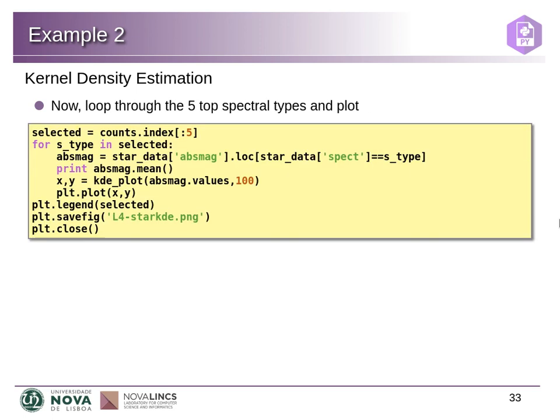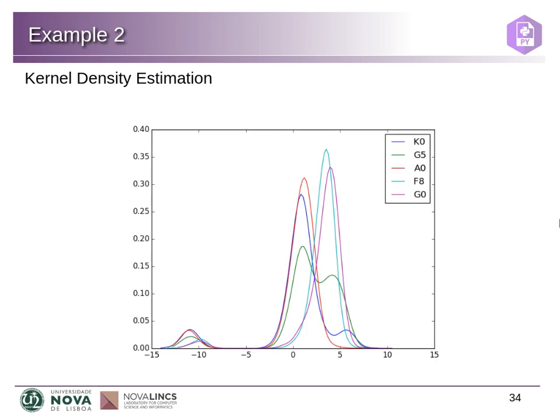So now we can get the 5 top most common spectral types. For each type here, we're going to extract the absolute magnitude for that type. So we're going to the table and get the values for that type, for each of the types. Compute the KDE plot with these values and 100 points to draw the line, plot it, and then draw the legend and save the picture. So we have the 5 most common types, and for each one we have a representation of the distribution of the absolute magnitude with kernel density estimation.